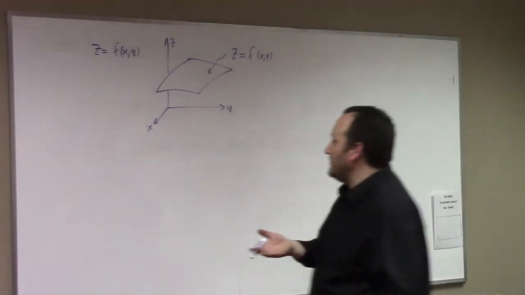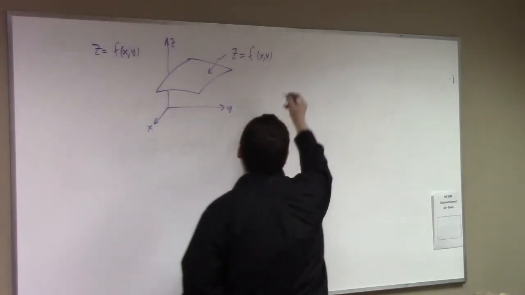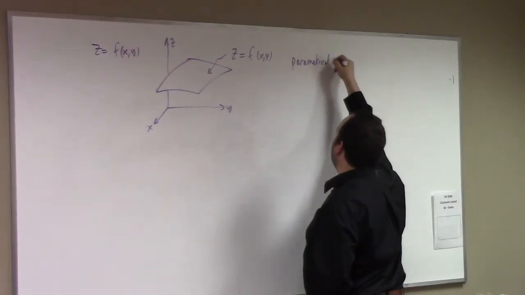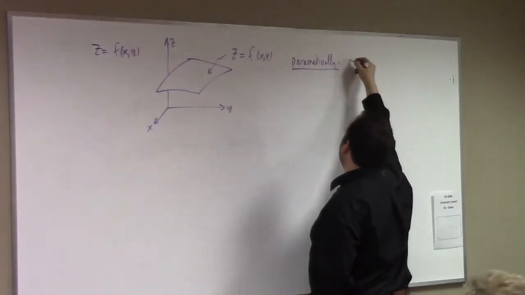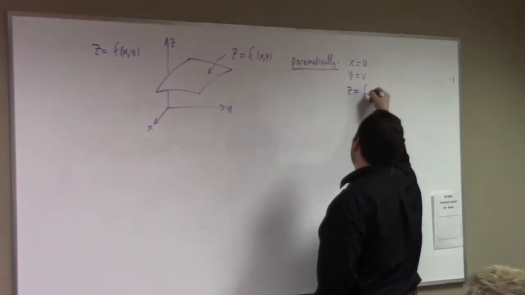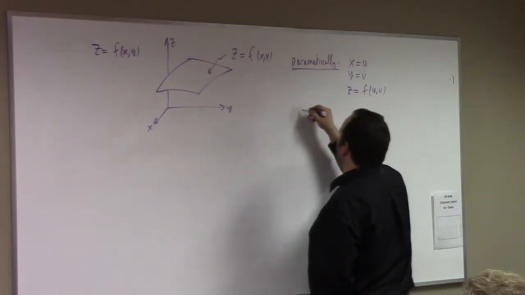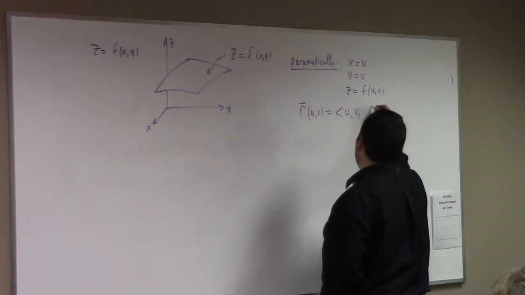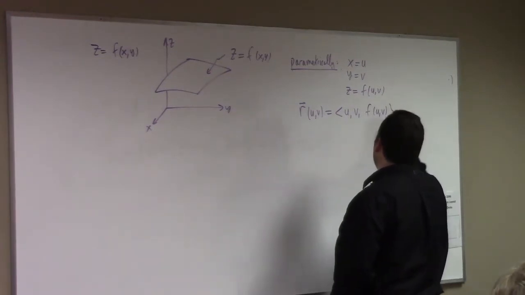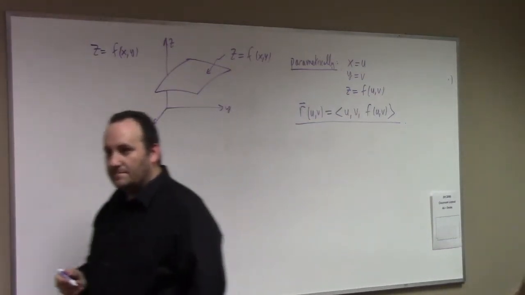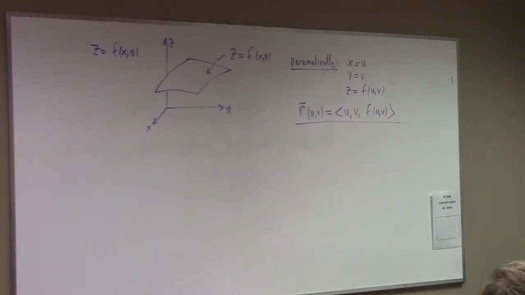How would we look at it parametrically? How do we parametrically describe a graph? How about this? x equals u, y equals v, z equals f of u comma v. In other words, we use the parameterization r of u, v is u comma v comma f of u comma v. That is a parameterization of the graph. In other words, just use x and y as your parameters. Parameterization. Yay.